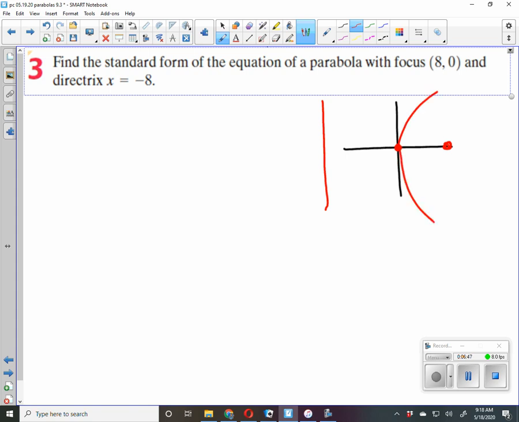What I've identified is my p-value is 8. We know this is going to be an x squared equals 4py. X squared equals 32y is my standard equation. So that wasn't all that bad when it's at the origin.